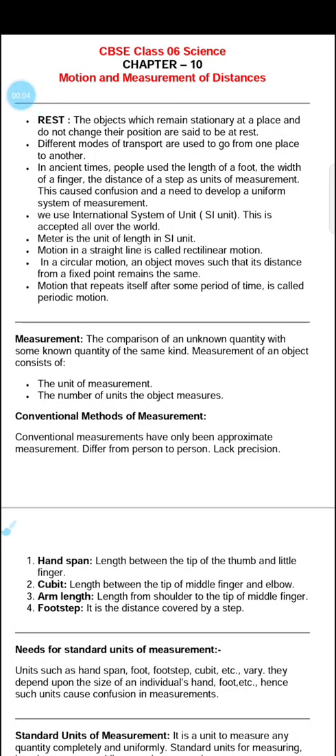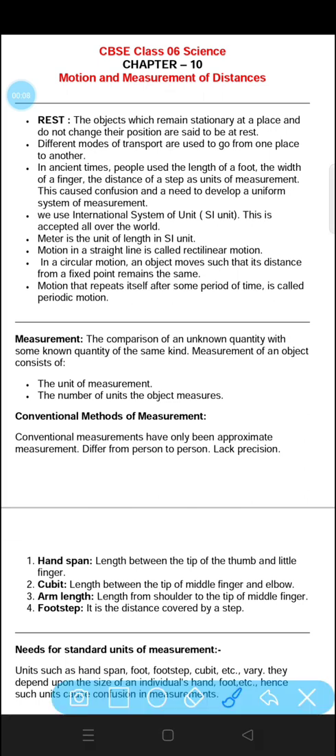Today we are going to discuss a new chapter of 6th class, that is motion and measurement of distances. First of all, we will talk about rest and motion. What is rest? The object which remains stationary at a place and does not change its position is said to be at rest. So if you are sitting or sleeping, that will be your resting position. You will not move from one place to another place.